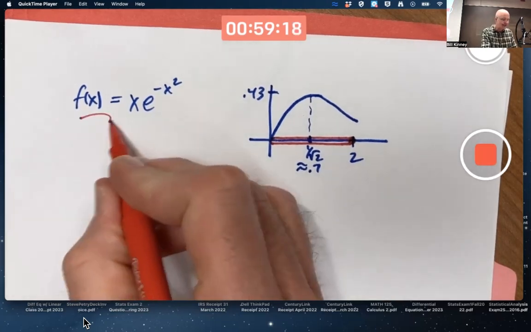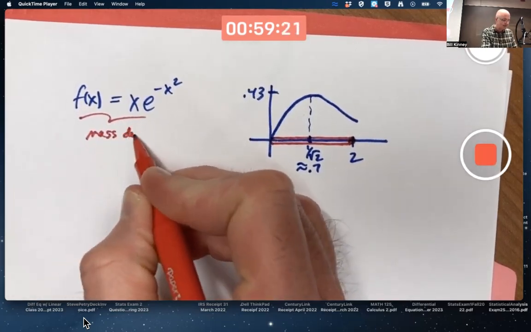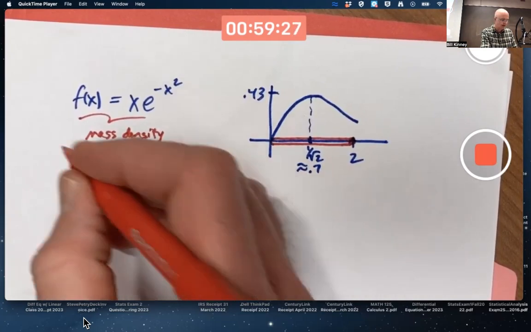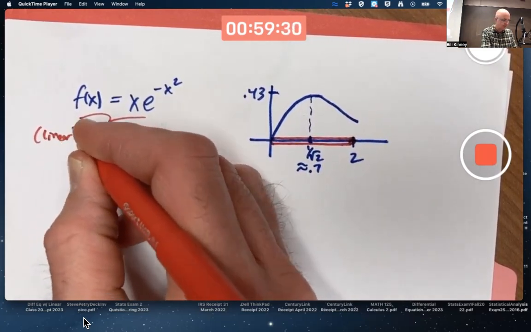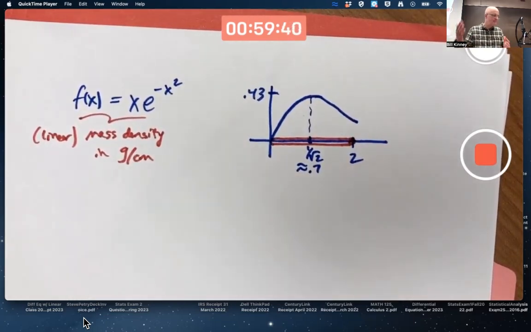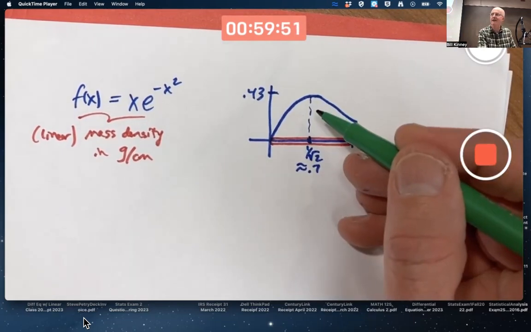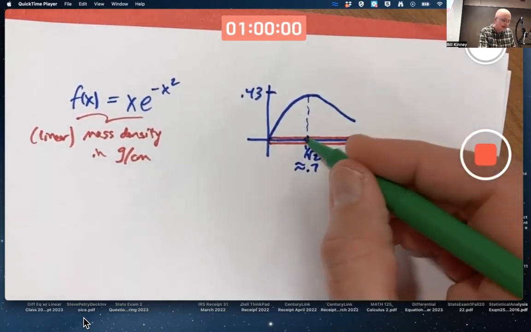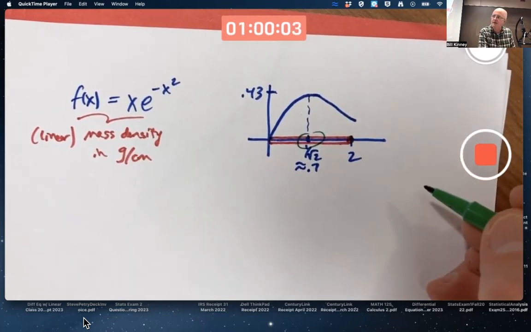And this is going to be a mass density, in certain units. Say a linear mass density in, say, grams per centimeter. What does that mean? It's not constant. So that thin wire is not constant in density. In fact, where the function is higher, the density of the thin wire is higher. It's like the molecules are squished tighter together. It's highest near this location of 0.7.